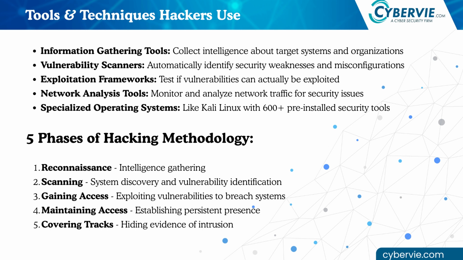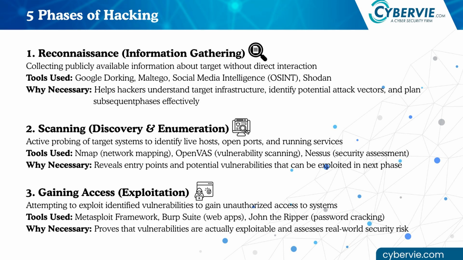Next is a specialized operating system. The most famous is Kali Linux. It's like a special computer system that comes with over 600 security tools already installed. They use a 5-phase hacking methodology. Typical hackers follow a systematic 5-step process, which is reconnaissance, scanning, gaining access, maintaining access, and covering tracks. Let's see them in detail.